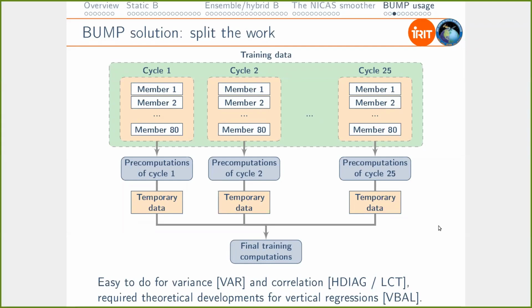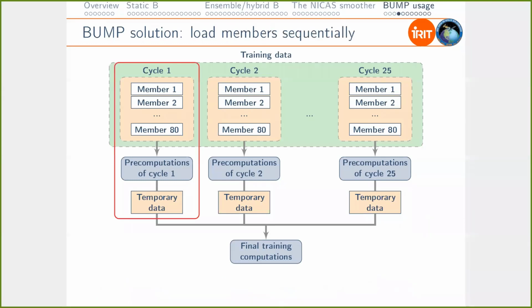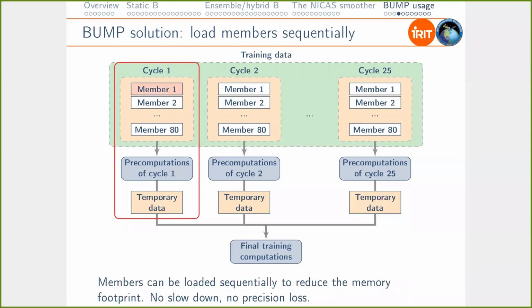So it was easy to do for the variance and the correlations, and required some developments for the regressions, but it's now implemented. It's not in the current version of BUMP, but in the version that will be released very soon. And the other solution is to load members sequentially for each pre-computation. So instead of loading all the 80 members at once, I can get the same results by loading the members sequentially. So finally, I just have to load members one by one, and it's a lot better for the memory footprint.